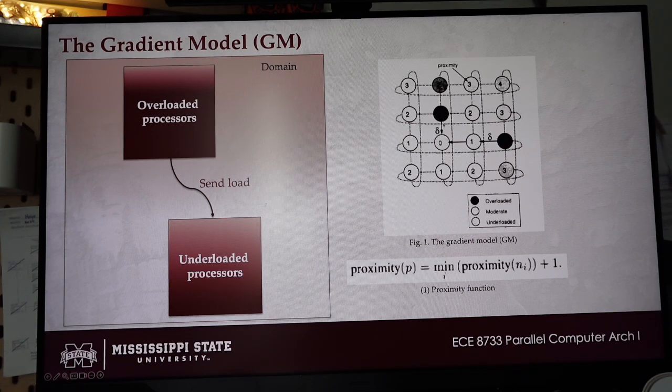Surrounding this overload processor, the E0 processor has the lowest approximated load, which is E0. That means the overload processor, indicated in black, will send a unit of load to the E0 processor.